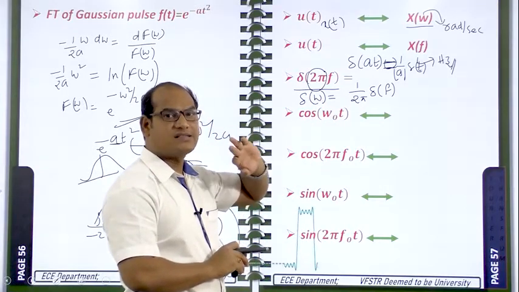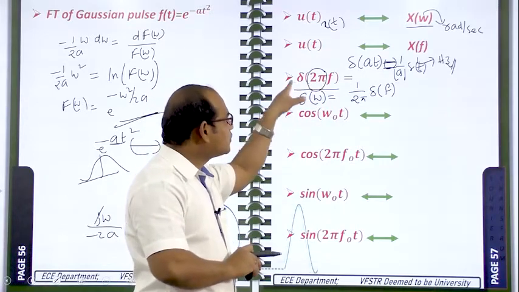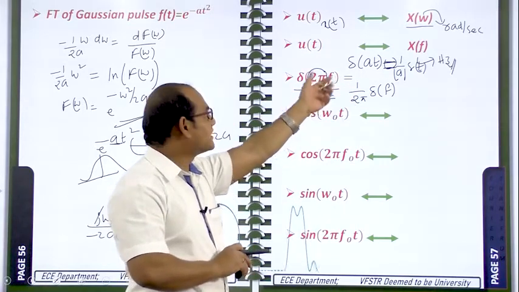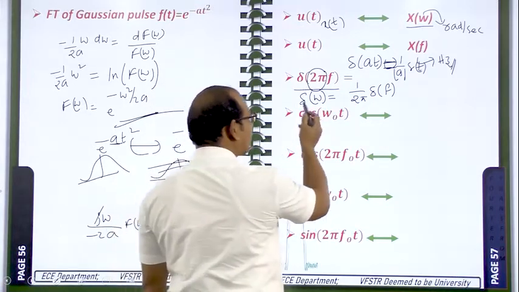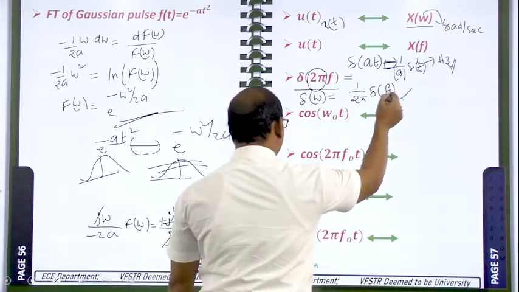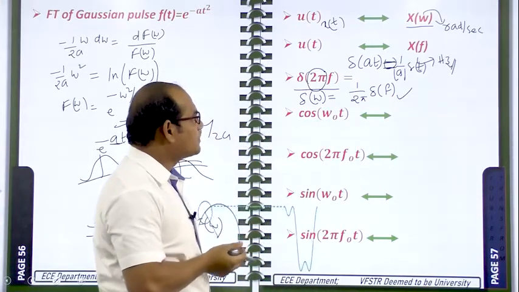In general, omega is nothing but 2 pi f, and that is what we have written here as 2 pi f. This looks like the delta of at formula, so I have written 1 by 2 pi delta of f. From this time onwards, wherever delta of omega is there, you can write it in terms of delta of f by using this equation, 1 by 2 pi delta of f.